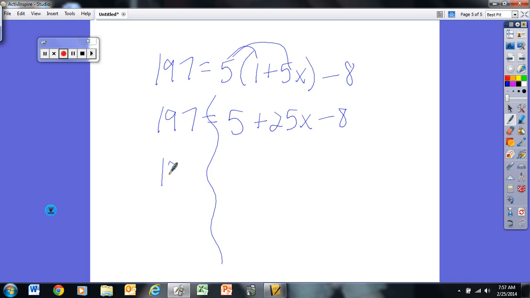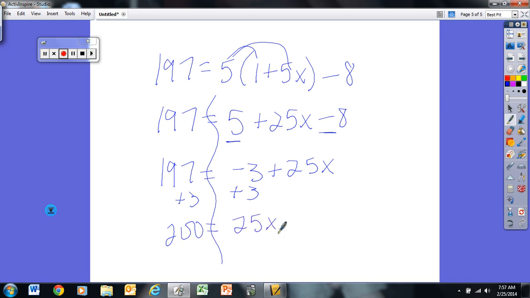Split the equation. 197's over here. On this side I have a 5 and a negative 8. Remember, that negative sign goes with the 8. So a 5 and a negative 8 is negative 3. In order to get x by itself, I need to add 3. So that gives me 200 equals 25x. Divide by 25. And x equals 200 divided by 25 should be 8. So x equals 8.